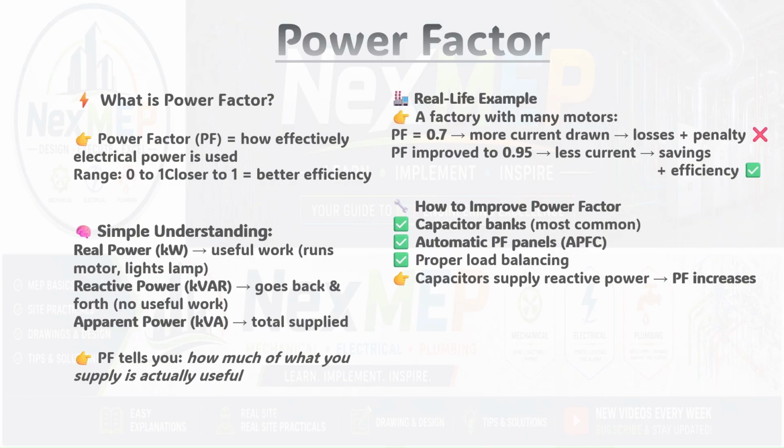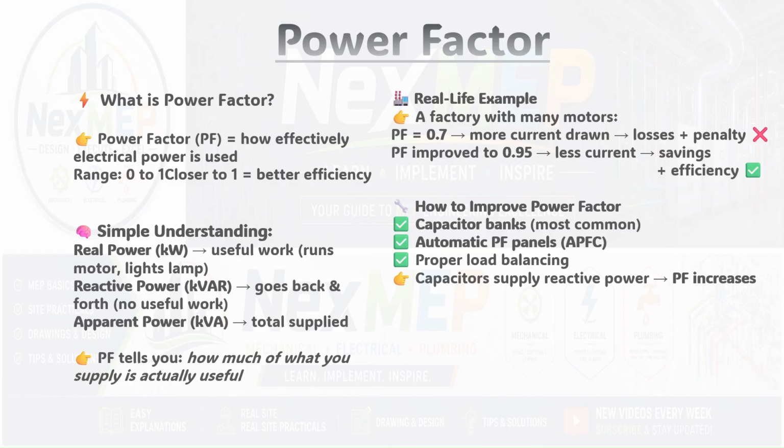It's a number that ranges from 0 to 1. The closer it is to 1, the more efficient your system is. Remember those three types of power we discussed? Real power in kilowatt is the power that actually does useful work.